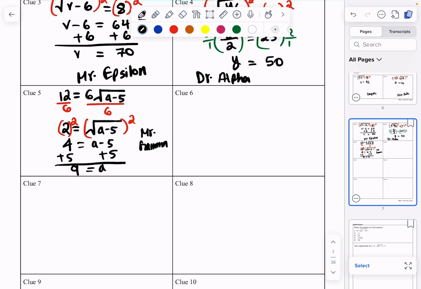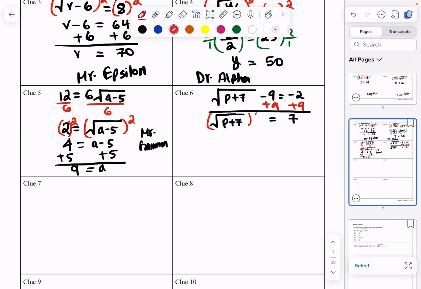For clue number 6, we have radical p plus 7 minus 9 is equal to -2. Okay, we have to get the radical by itself first, so we do plus 9 on both sides. We have radical p plus 7 is equal to 7, and then we square on both sides. We have p plus 7 is equal to 49. And then we minus 7 on both sides. We end up having p is equal to 49 minus 7 is 42.